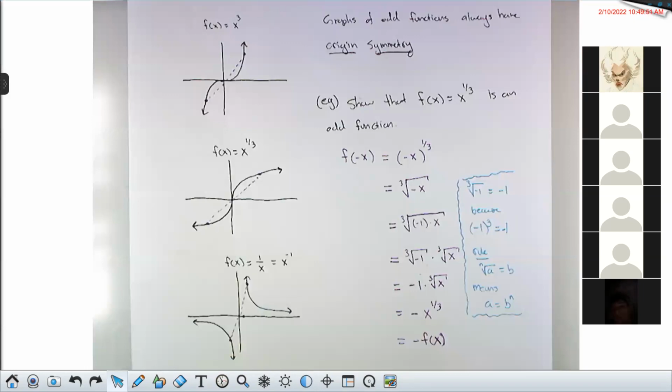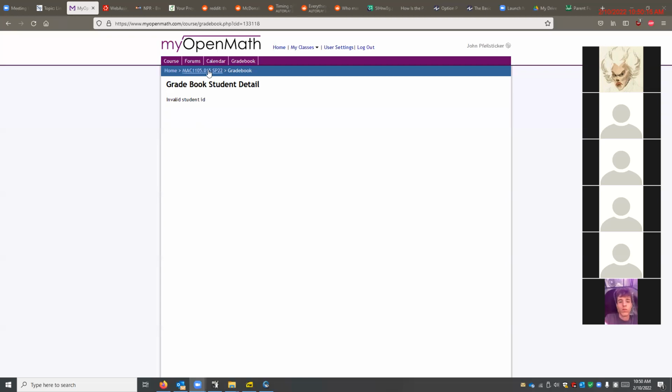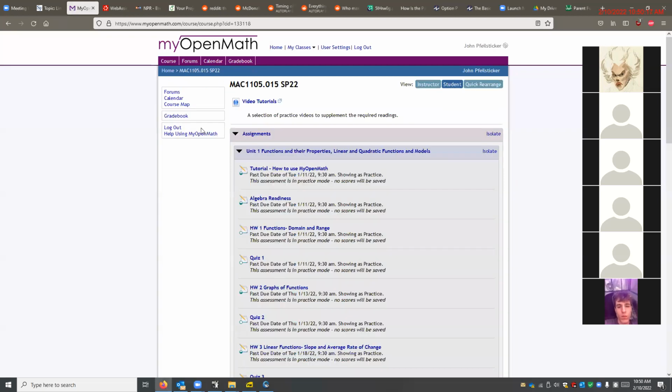Let's see. I don't think I can pull up the grade book without showing everybody's grades. Give me 1 second to fiddle around here and see if I can find a way to do that for like a test student or something. Yeah, so when I log in as a test student, I get this invalid student ID thing when I go to the grade book. But you should see probably percentages in each category, right?